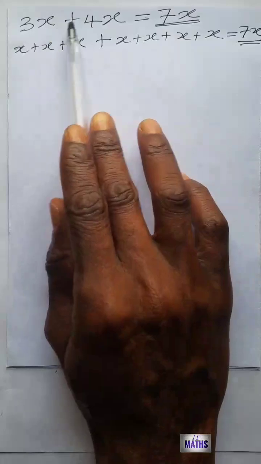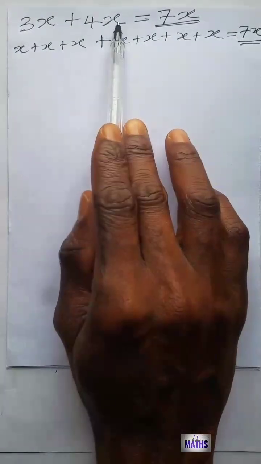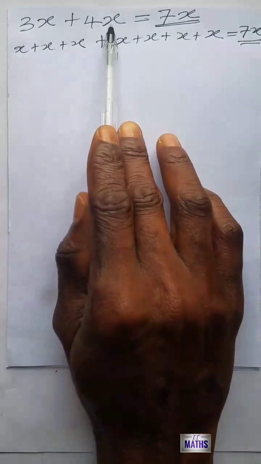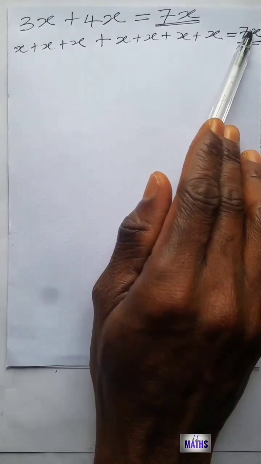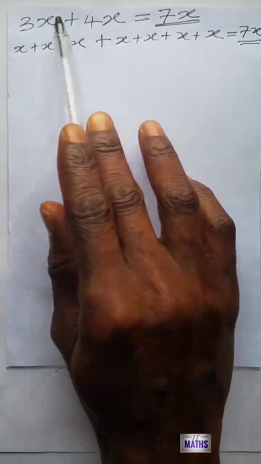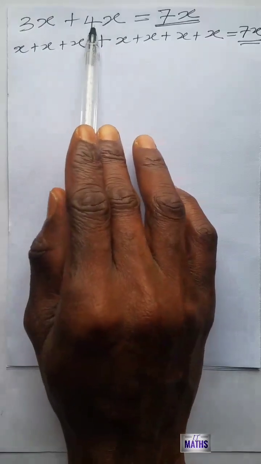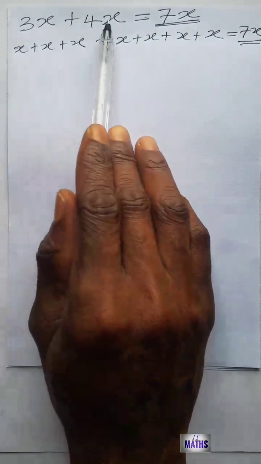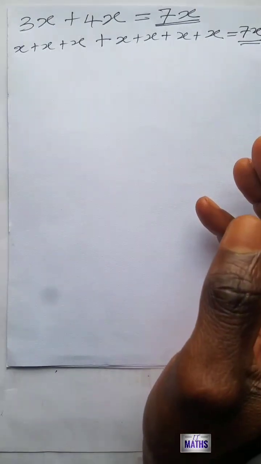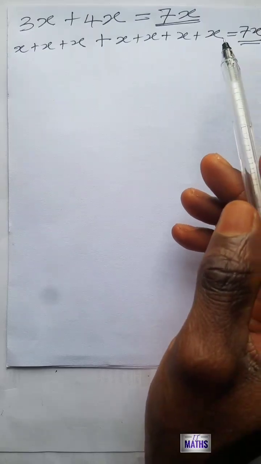You don't do anything to the x. You don't add the x to the x. I see students adding this x to this x to have 2x additional to what they had by adding these numbers. So look at it like 3 pencils and then 4 pencils. What is that? Simply 7 pencils. Nothing else is done to the pencils. Is that okay? Good.